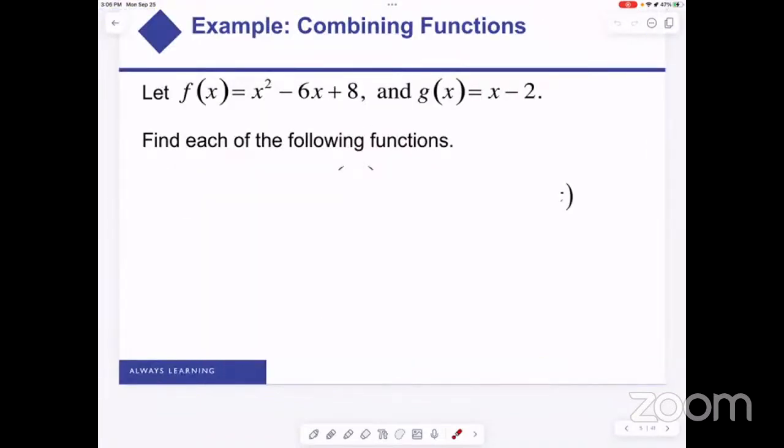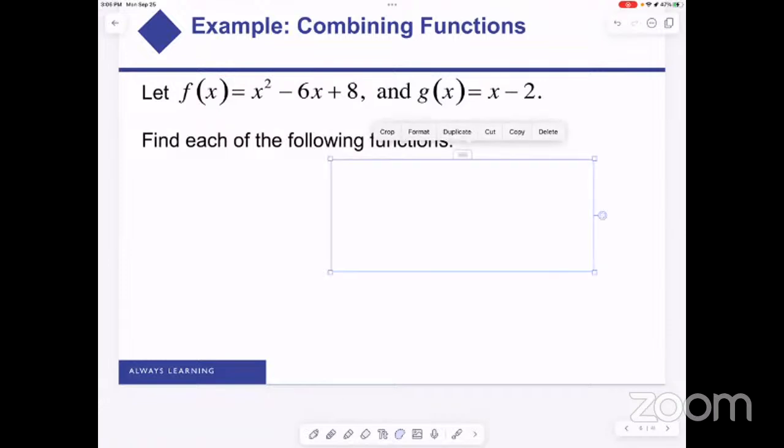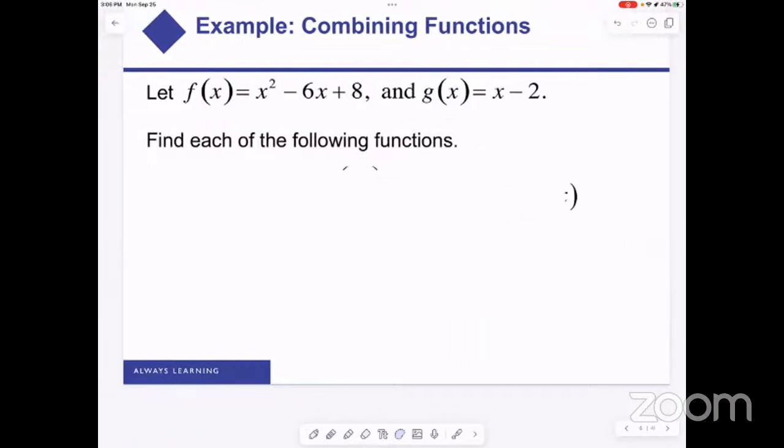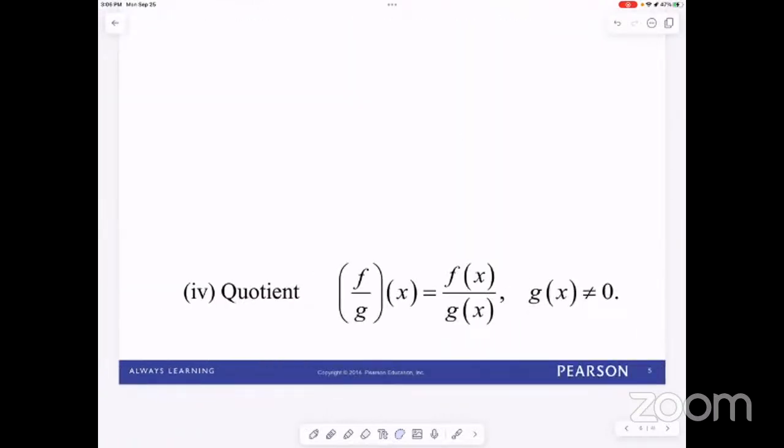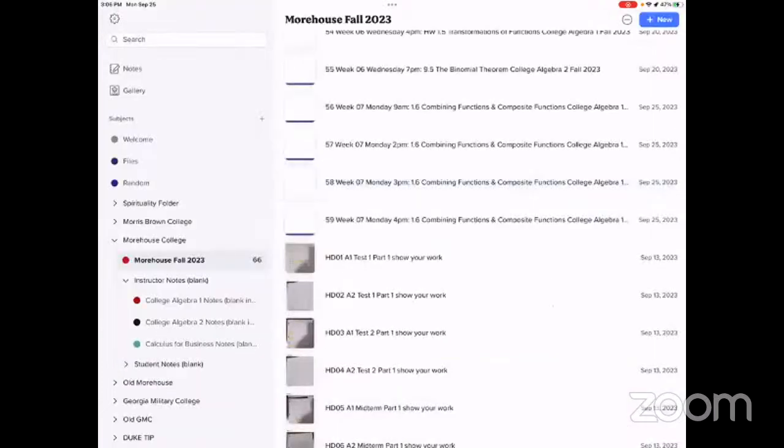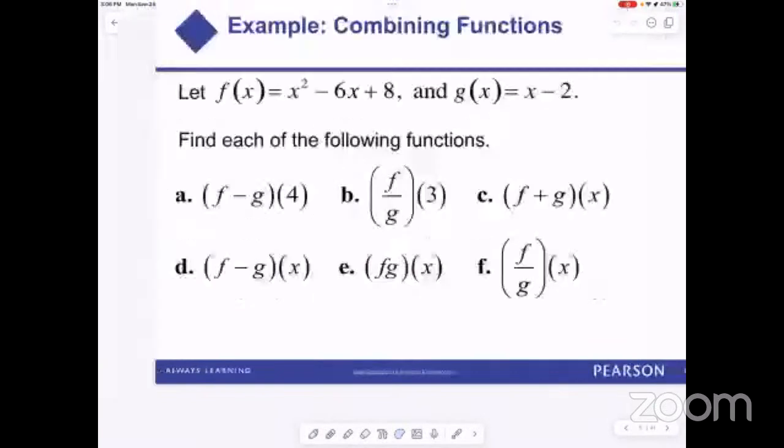Oh, wait a minute, we're missing some stuff. Let's delete. Oh, you know what? I know what's going on. I was like, why does it look like that? There it is.